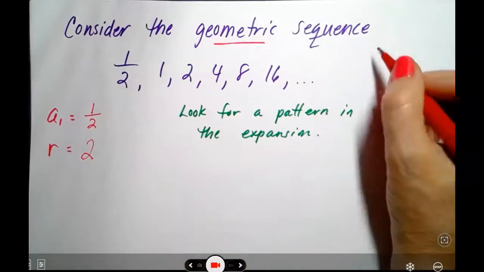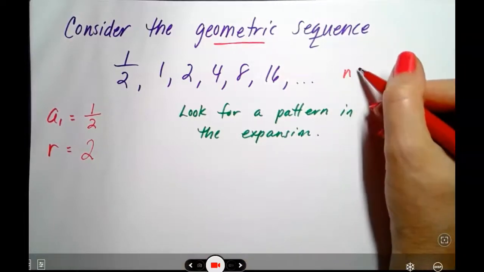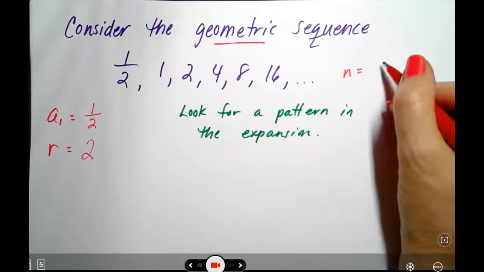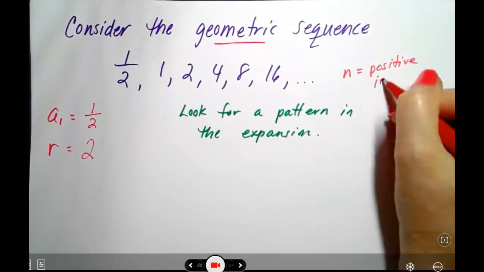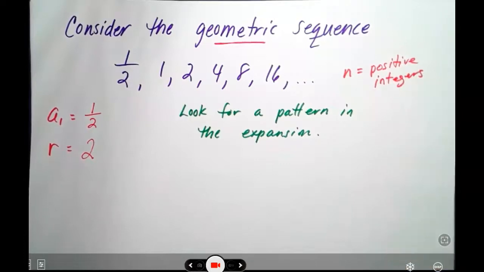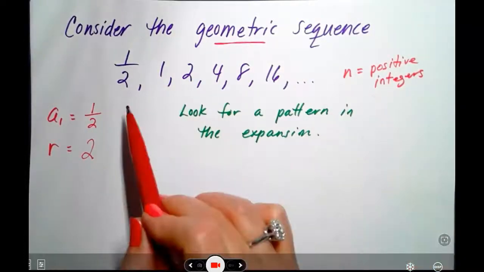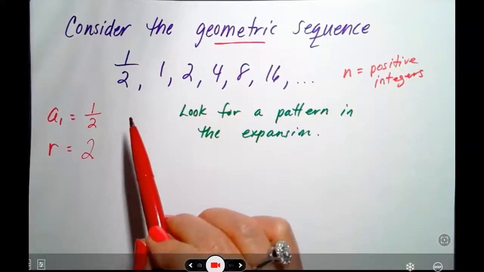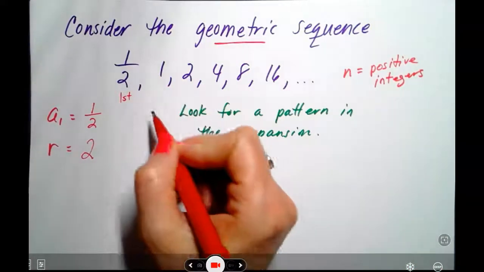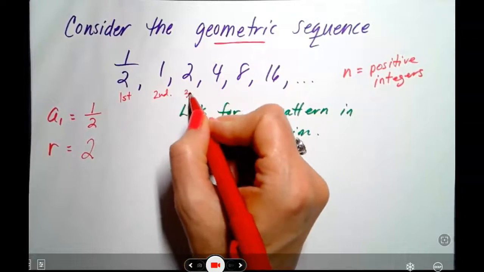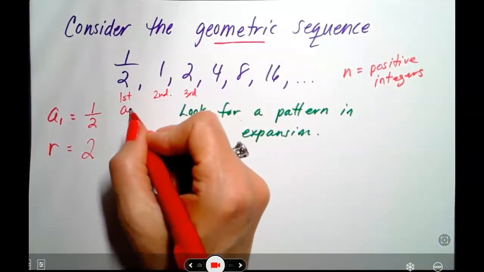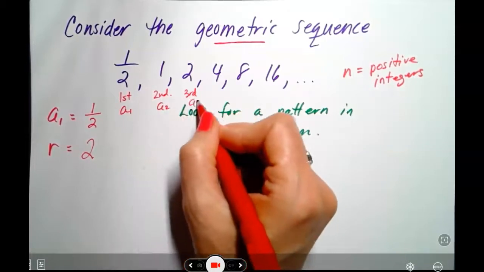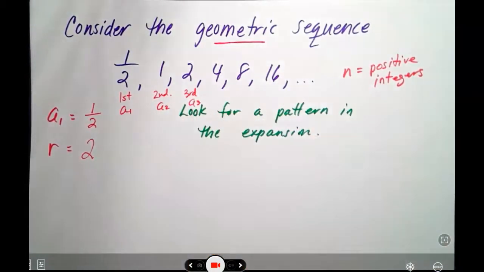Just as another reminder here, in terms of n, the domain for n is only going to be positive integers. Recall why. The reason being, n represents the physical location in the list. This is the first term. This is the second term, the third, the fourth, the fifth, the sixth, and so on. So a sub 1, a sub 2, a sub 3. Just a reminder that the domain here for n is only positive integers.